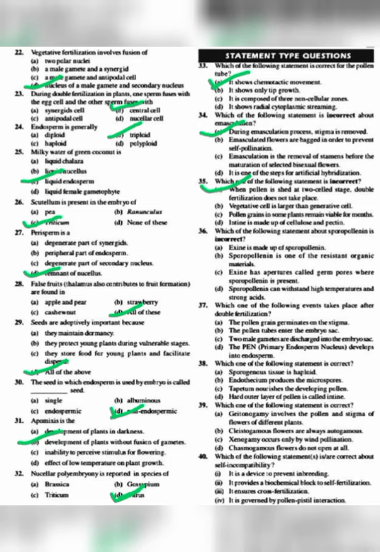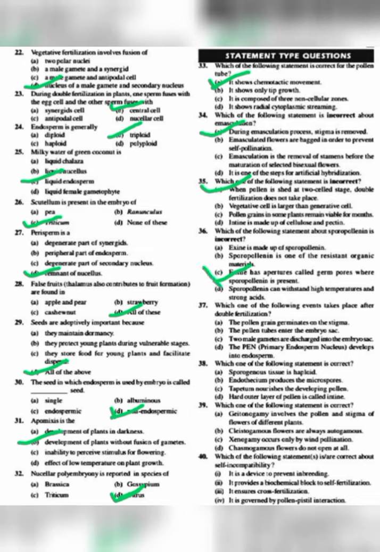36. Which of the following statements about sporopollenin is incorrect? A. Exine is made up of sporopollenin. B. Sporopollenin is one of the resistant organic materials. C. Exine has apparatus called germ pores where sporopollenin is present. D. Sporopollenin can withstand high temperature and strong acid. 36. What we know is that exine has apertures which are called germ pores if rounded, or germinal furrows if elongated. These are the areas where sporopollenin is absent. So 36 is coming C.